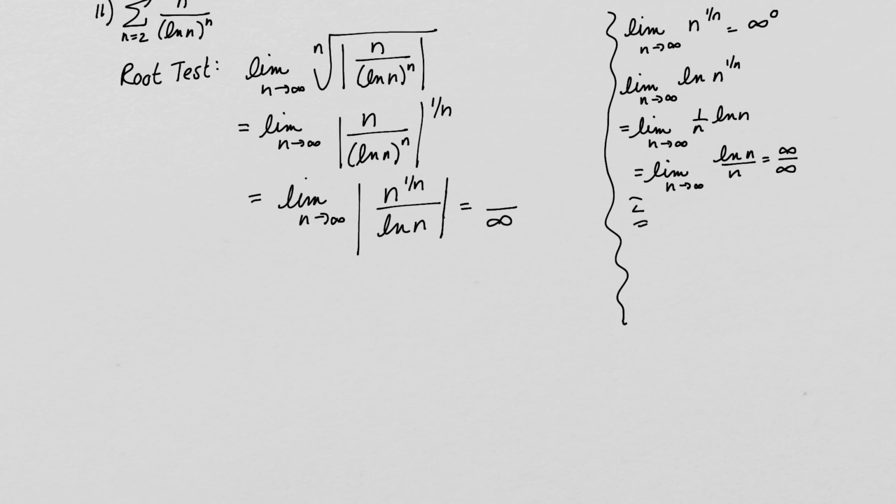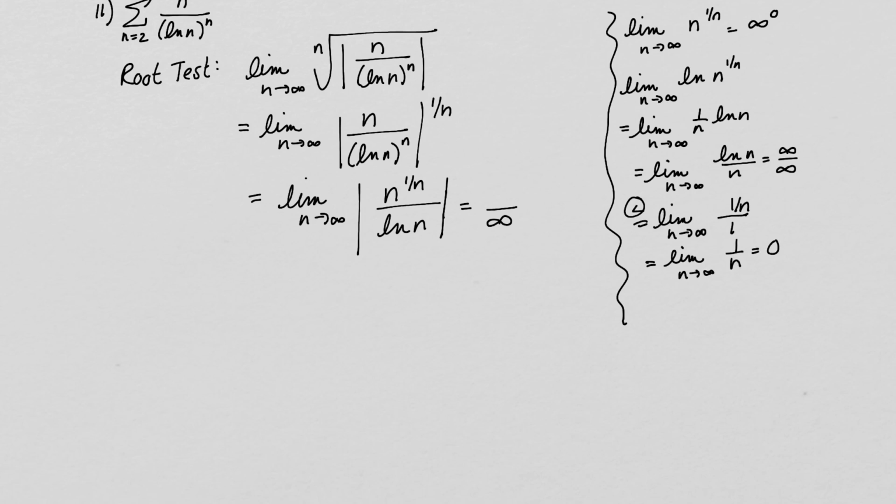So if I do L'Hopital's rule, we get the limit as n approaches infinity of the derivative of the natural log of n, which is 1 over n. The derivative of n is 1, and so this is the limit as n approaches infinity of 1 over n, and so that becomes 0.